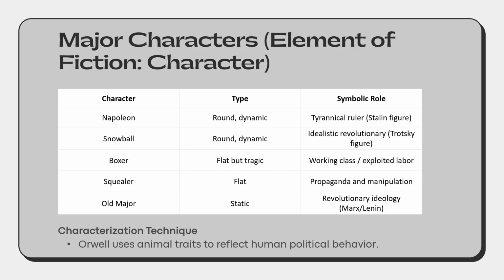Okay? The character Napoleon, the symbolic role is Stalin. The character Snowball, the symbolic role is Trotsky. The character Boxer, its symbolic role is the working class or exploited labor. Squealer, its symbolic role is propaganda and manipulation, and Old Major's symbolic role is the revolutionary ideology of Marx and Lenin.